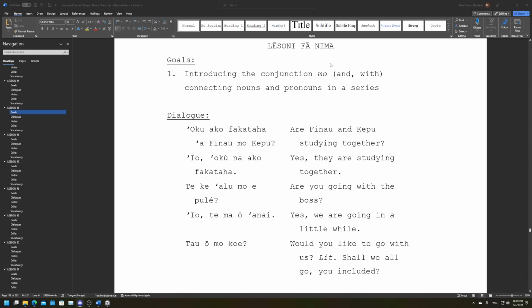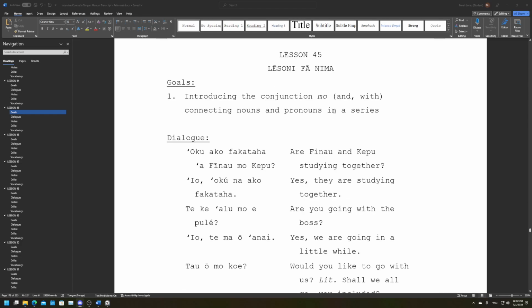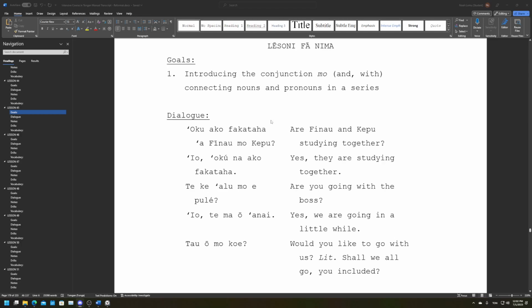So this is as opposed to bea, which introduces a new clause. This is the and that just talks about two different things in the same clause. So yeah, noun phrases only. Nouns and pronouns.